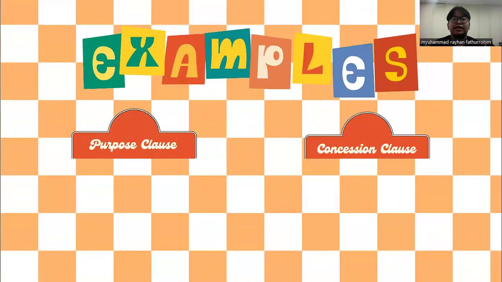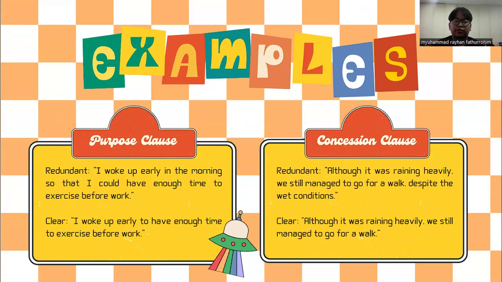And now, next is the purpose clause. "I woke up early in the morning so that I could have enough time to exercise before work." The clear one is "I woke up early to have enough time to exercise before work." This is so much better than the redundant one, as you can see. When I made this, I also took the initiative to read it out loud to see if it was redundant or not. I realized it sounds redundant if I'm just talking to a friend. That sounds very redundant, so I tried to clear it out, and I think I did very well.